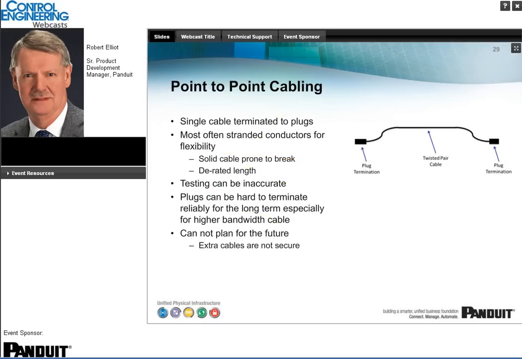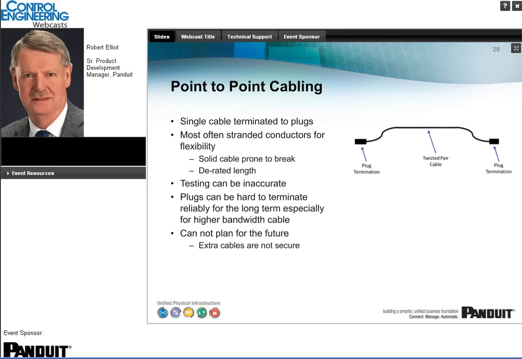Point-to-point cabling, we've talked about stranded cable terminated with plugs. It's often used for flexibility, so it's more subject to movement. Solid cable itself is a little bit more prone to breaking, and that's why it tends to just be left in place. The other point about stranded cable is the stranded cabling attenuation is higher than that of solid cable, so you have to take that into account, and what it means is it has to be derated for length. And the testing can be especially difficult, and here is the concern why testing is so important.